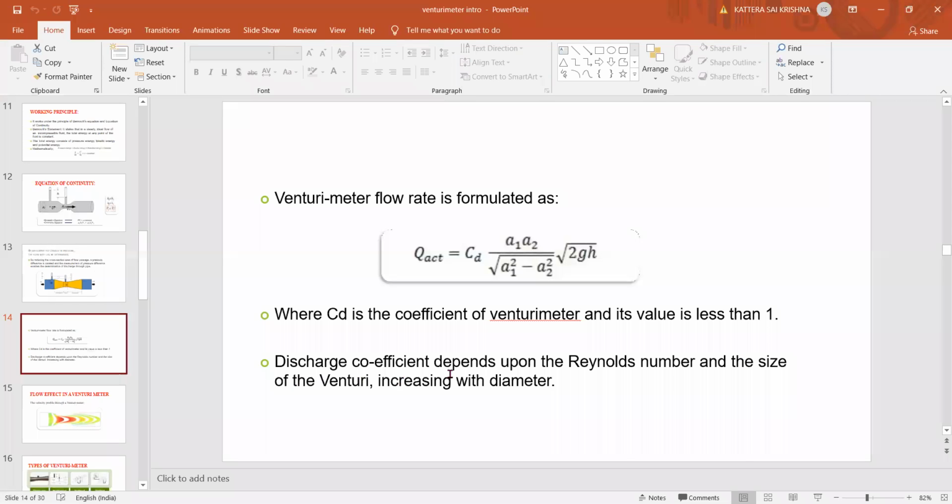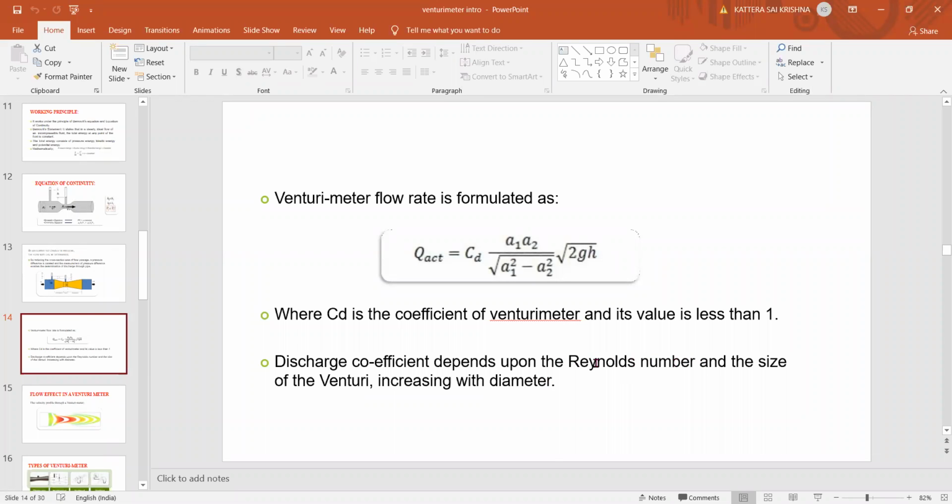Next, the discharge coefficient depends upon the Reynolds number and the size of the venturimeter, and increases with the diameter. This Reynolds number topic you will get in the second unit, and you will understand it there. This is the number which shows which type of flow is there. Is it laminar flow or turbulent flow?